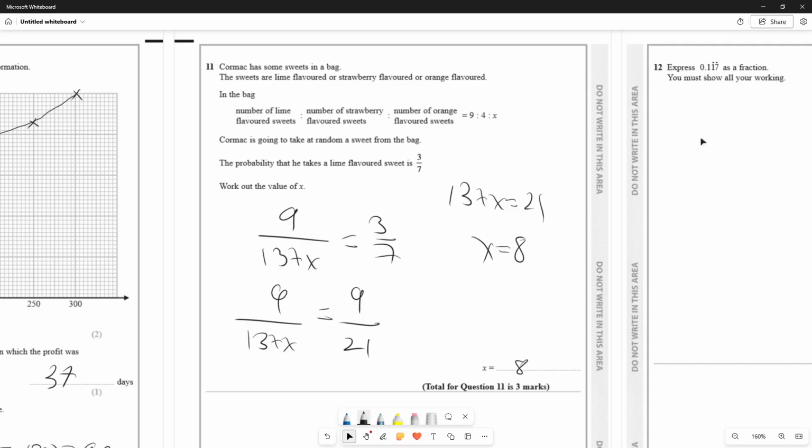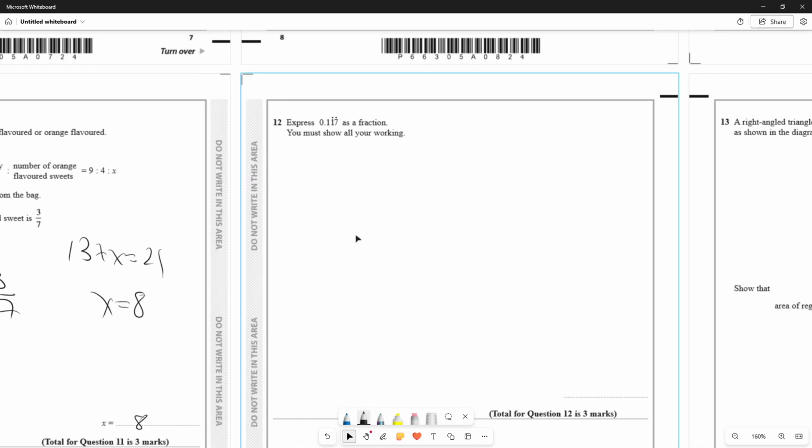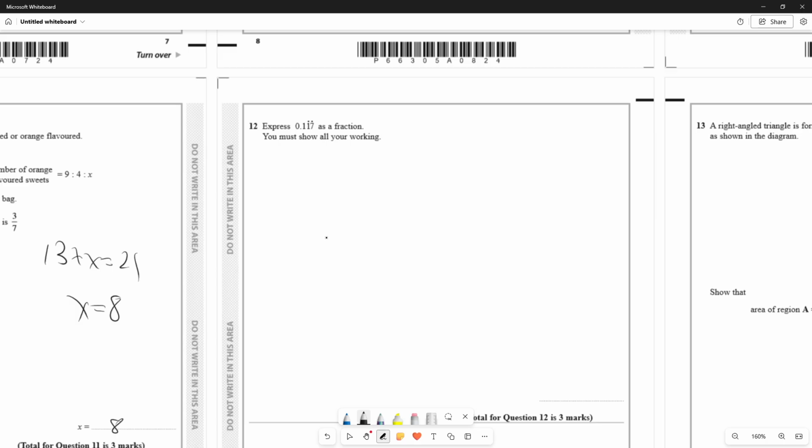Question number 12. Express 0.1 and then 1/7 recurring as a fraction. Here's how we do it. Let r equal 0.117 recurring. Now, what we want to do is keep timesing by 10 until we find two r values that have the same decimal point values. You see what I mean? If we have 10r, we have 1.17.